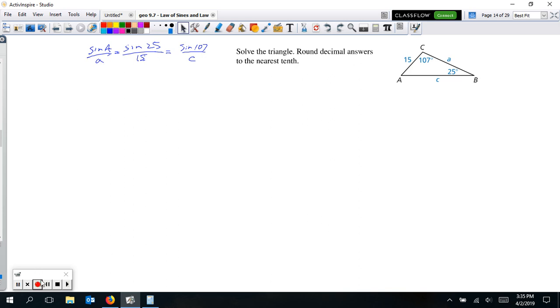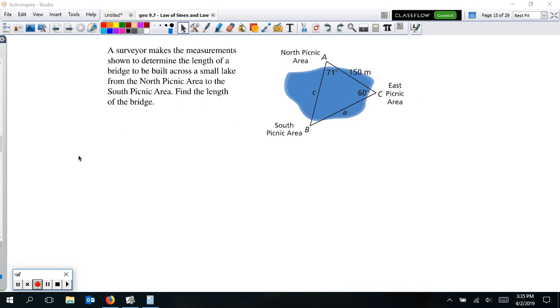Alright, so let's go on to some extra practice problems. Actually, first, before I do the extra practice problems, there's one more I wanted to show you here. And this is a little word problem.